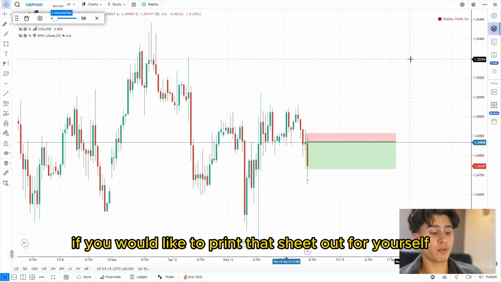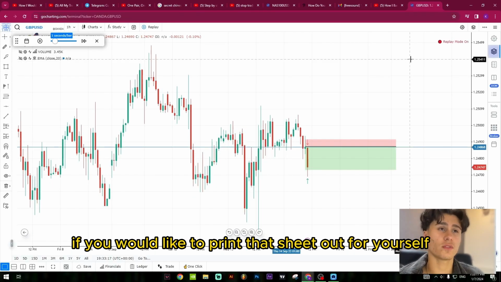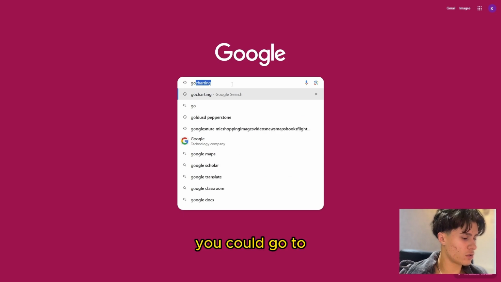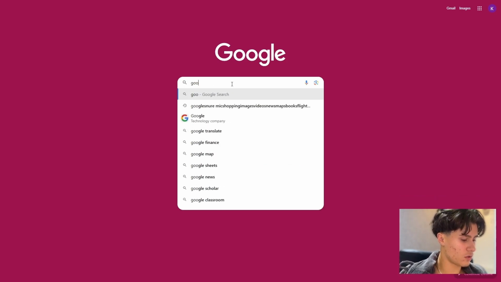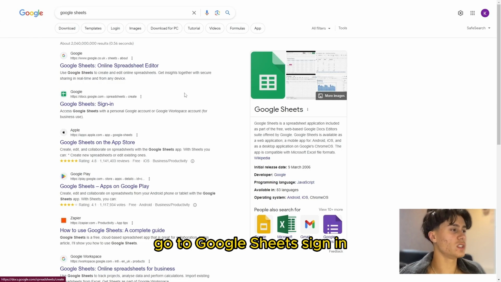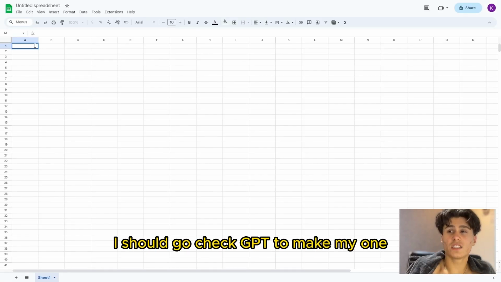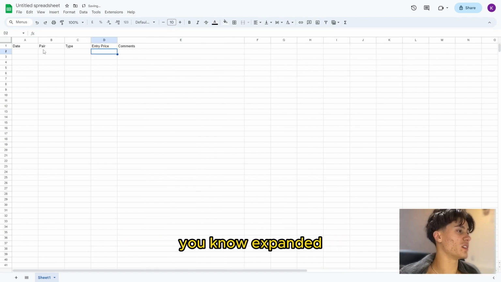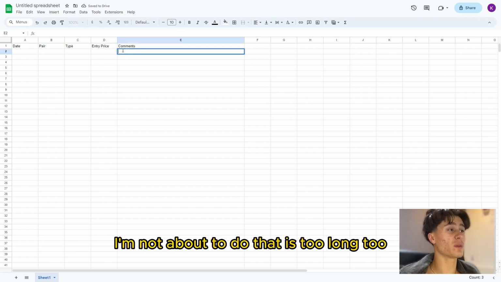If you would like to print that sheet out for yourself, you can either get Excel if you have it, or you could go to Google Sheets, sign in. I actually got ChatGPT to make mine, and I just pasted it into the spreadsheet on Google Sheets. You can watch YouTube videos on how to do this. I'm not about to do all that.